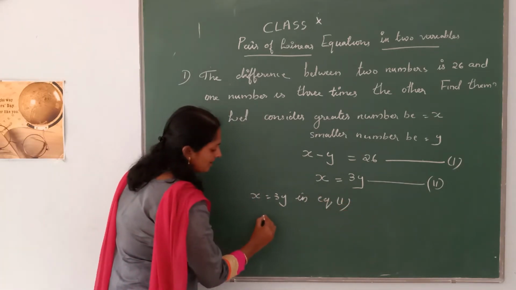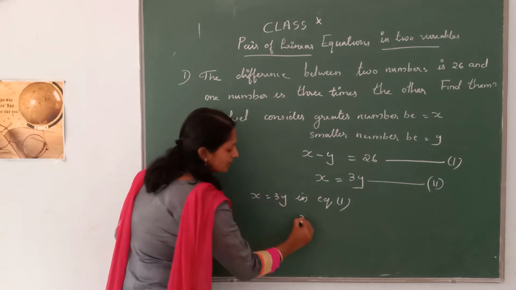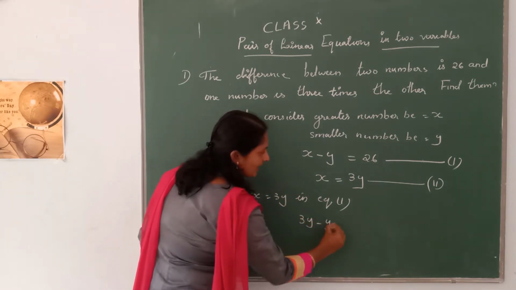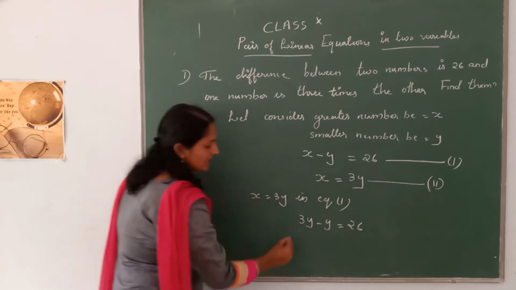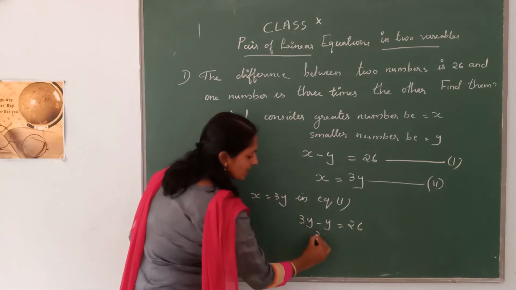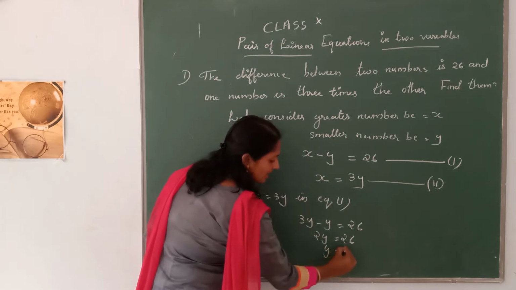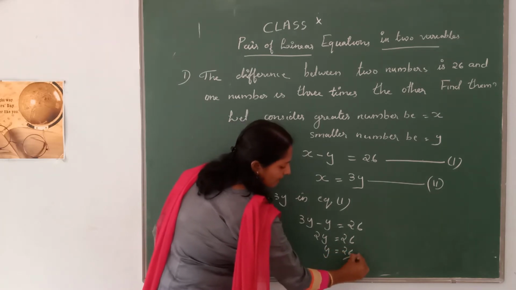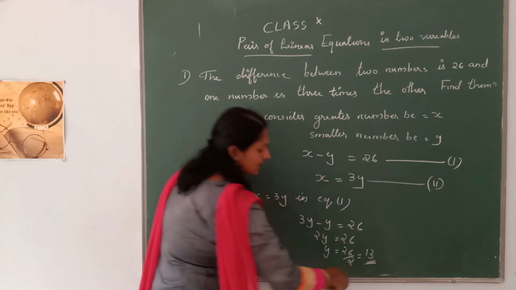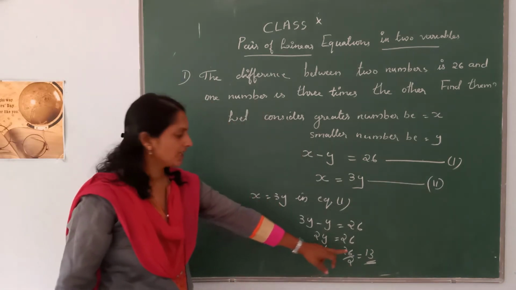That is 3y minus y is equal to 26. Then 3y minus y, that is equal to 2y, that is equal to 26. Therefore y is equal to 26 divided by 2, that is equal to 13. The value of y is equal to 13.